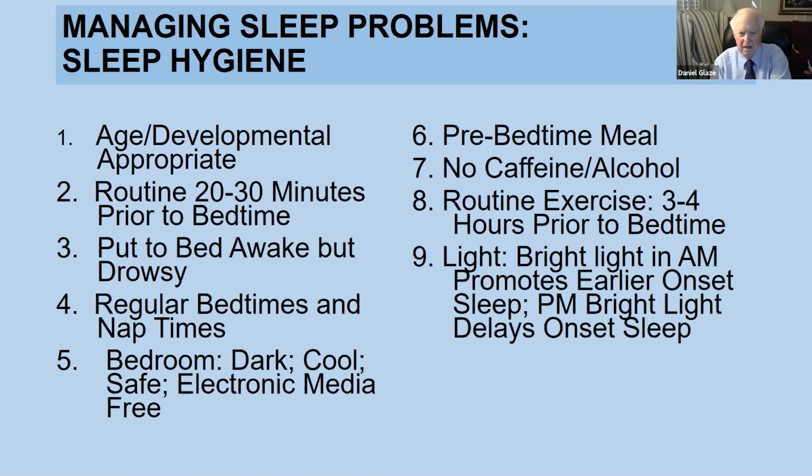And you can use light as your friend. Bright light exposure in the morning. So turning on all the lights, exposure to bright sunlight in the morning promotes an earlier bedtime onset of sleep. And then if you want to delay that, you give bright light in the evening, several hours before you would like your child or adolescent to go to sleep. So light can help set the schedule. Next slide, please.